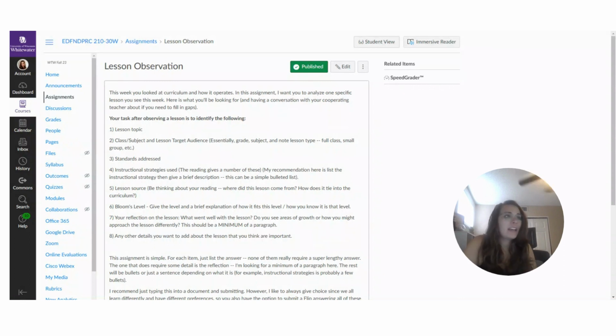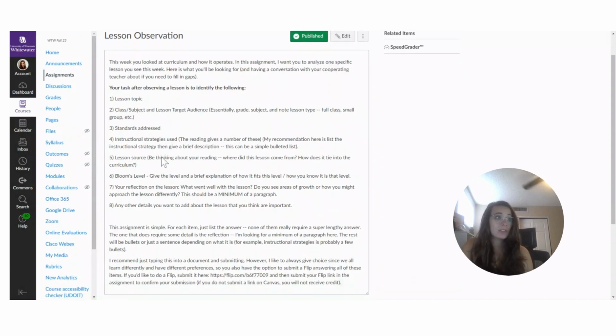So, looking at the assignment, you're going to start with the lesson topic, the class or the subject, and the lesson target audience. So, basically, is it a full group assignment? Is it a small group lesson? What grade? What subject? All of that.